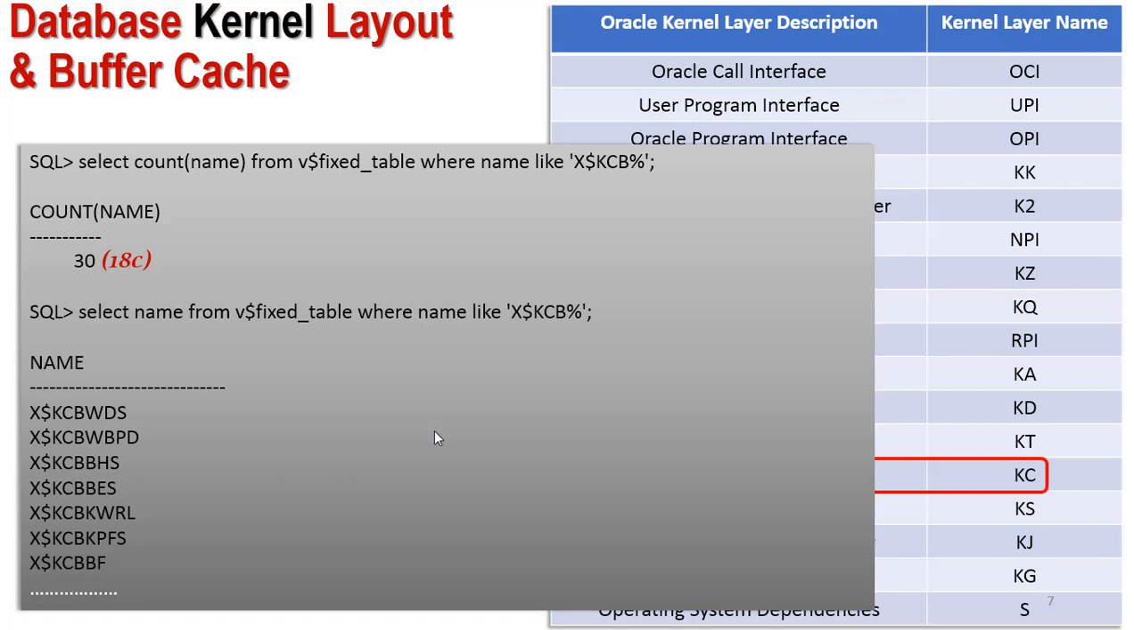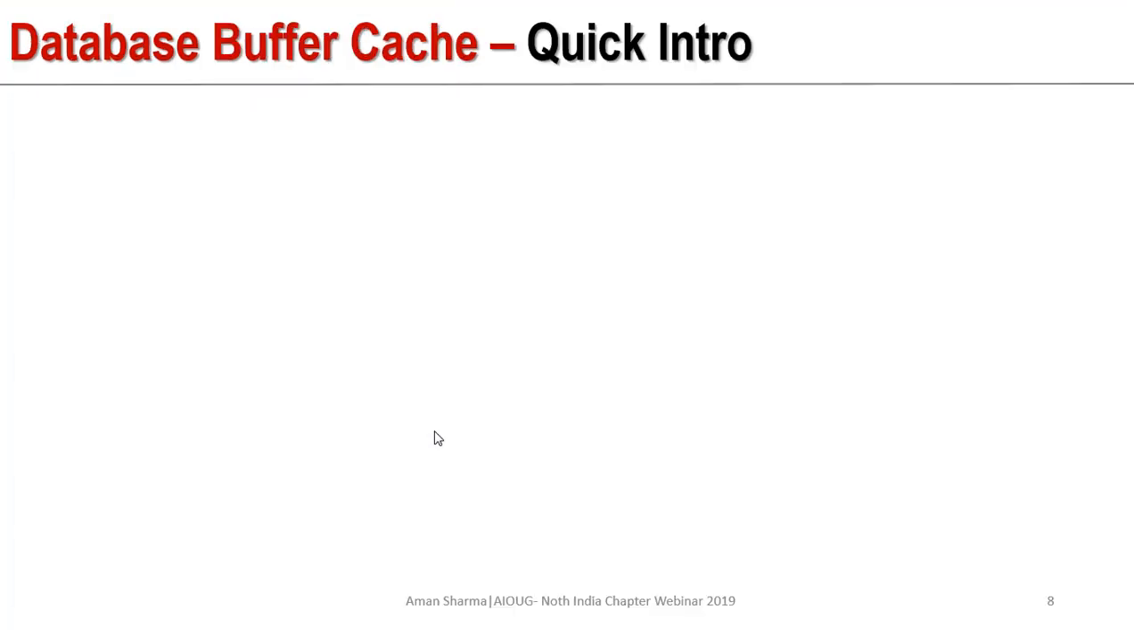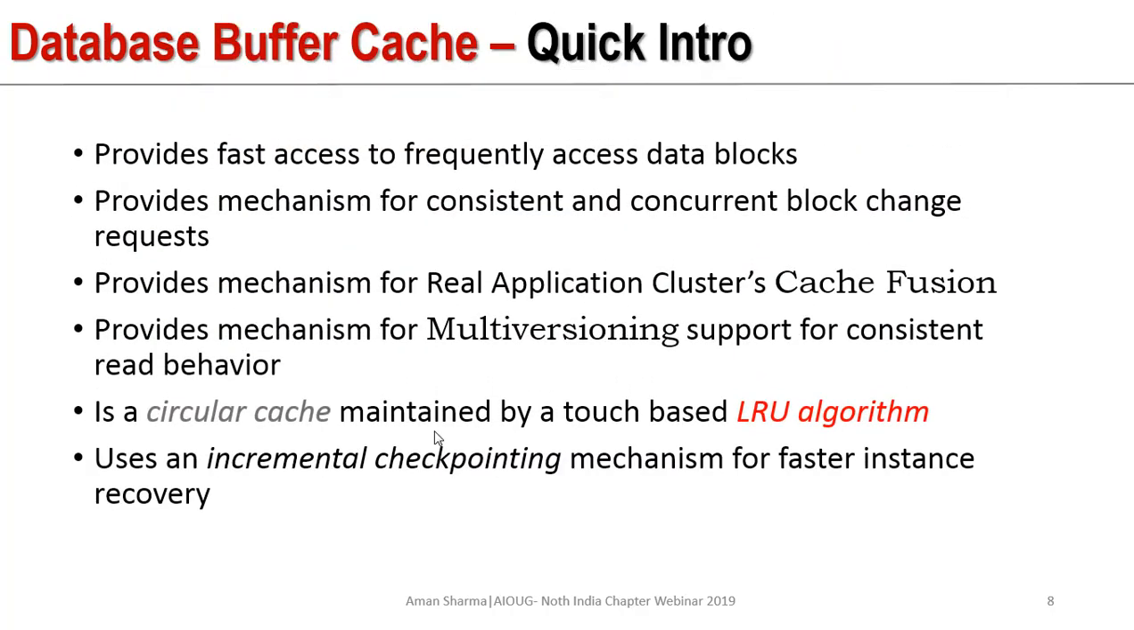So this is actually from version 18c, where we have a bunch of tables which have KCP as a prefix. When I ran this, there were 30 such tables, and you can notice that these are a different set of tables doing different sets of things for the buffer cache. So now, what exactly is the buffer cache?